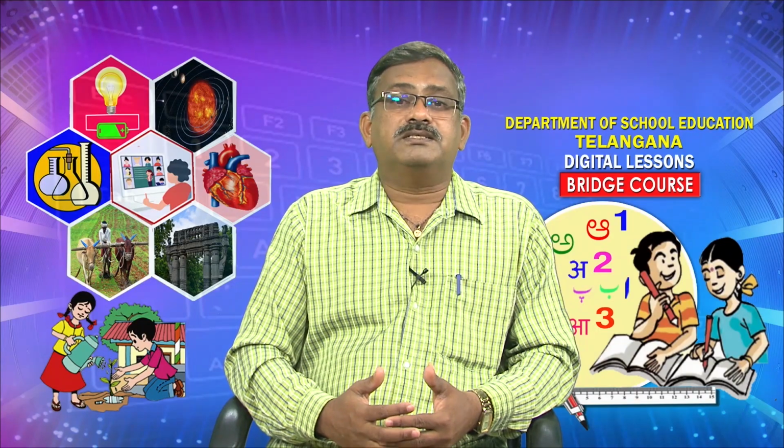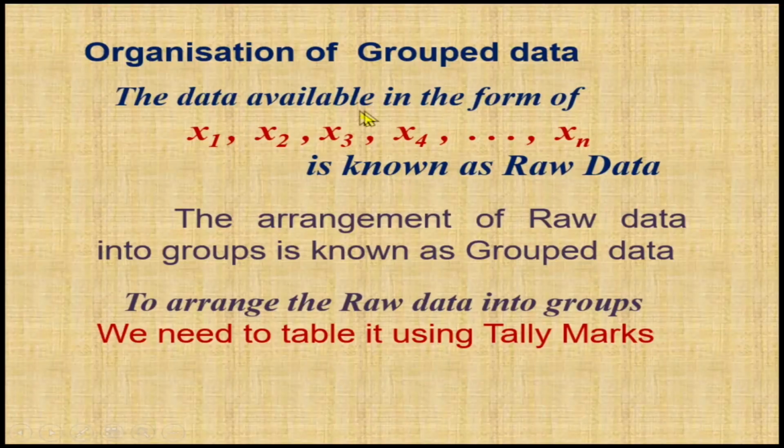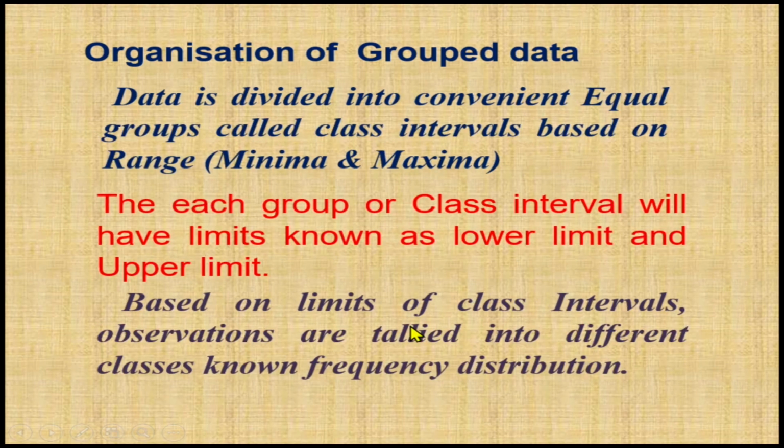Let us see what this is. Now, please see the data available in the form of x1, x2, x3. This is called the symbolic form of data we are using. This is called raw data, and the arrangement of raw data into groups is known as grouped data. To arrange the raw data into groups, we need to table it by using tally marks. Here there are two types of grouped data. Let us discuss grouped data, how it is possible.